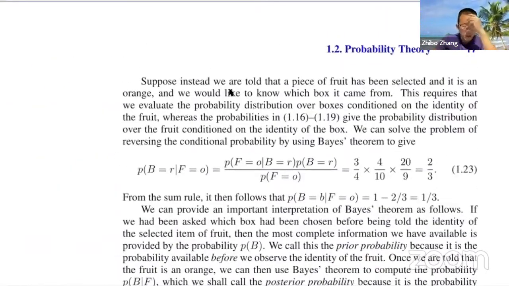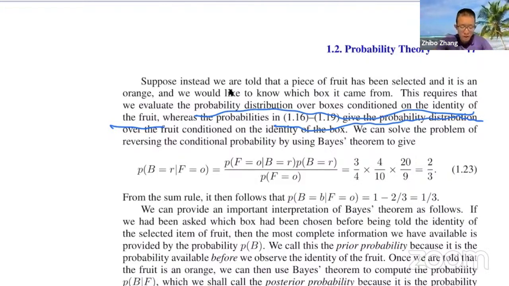So suppose instead we are told that a piece of fruit has been selected and it is an orange, and we would like to know which box it came from. This requires that we evaluate the probability distribution over boxes conditioned on the identity of fruit, whereas the probabilities in the previous subsections give the probability distribution over fruit conditioned on the identity of box, right? So we can solve the problem by reversing the conditional probability using Bayes' theorem.